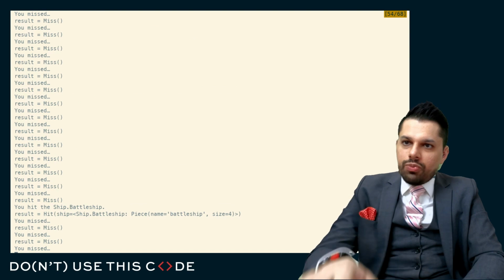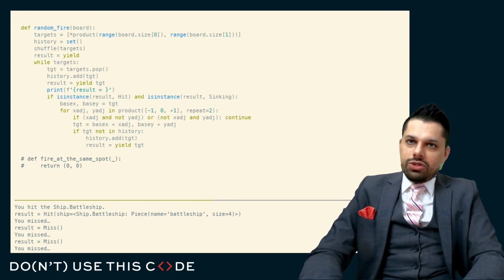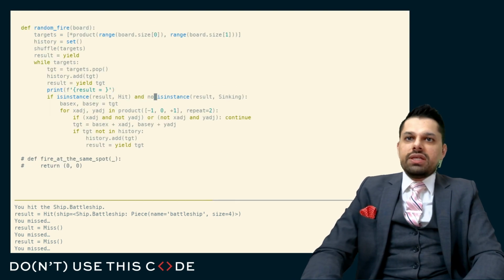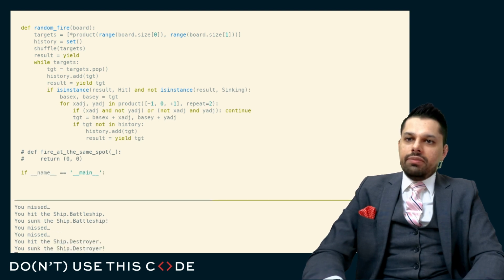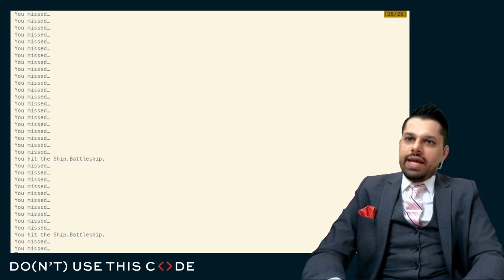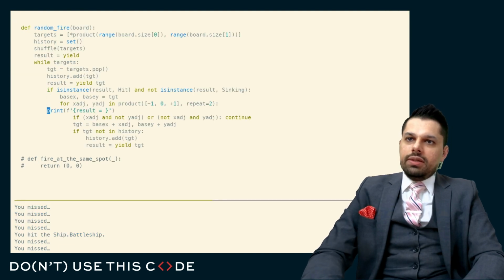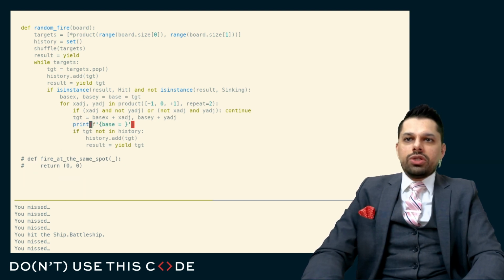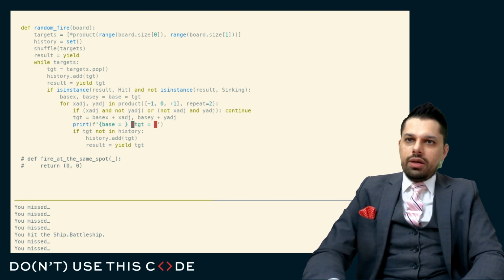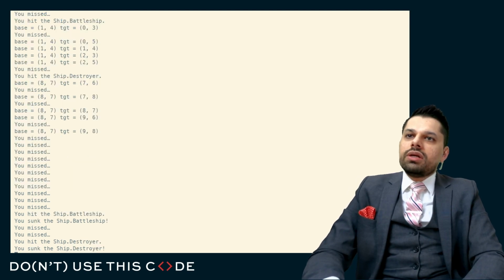Okay, so we hit the battleship. We see that hit. Is that result a hit? And it's not an instance of a sinking. There we go. So here, it hit the battleship, and then it looked around. I wonder why it didn't find that immediately. So let's see where it's going to target next. And what we'll do is we'll say, we know what the base is. So here, we'll take a look at the base and then where it's going to try and hit next, and we'll see if there's a little bug there. But for the most part, okay.